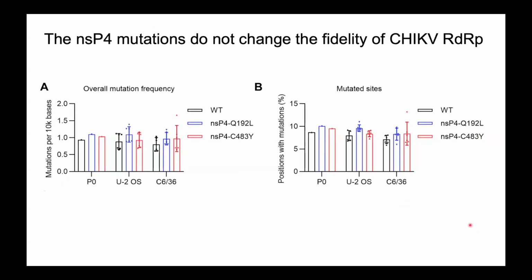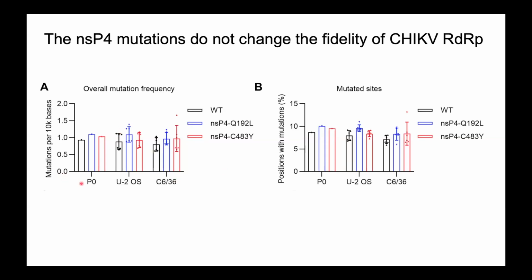Okay. And then an important point was, do these mutations change the fidelity of NSP4? So here we collaborated again with Alex Greninger's group in Core D. What Peishi did was actually generate from infectious clones a P0 stock, and then it was passed once on either U2S cells or C636 cells. And then we sent everything to Alex's lab, who did the sequencing.